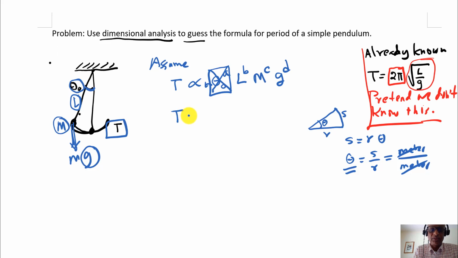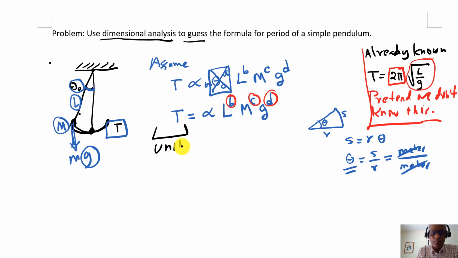So we can write this as T equals some constant alpha, which is dimensionless, times L to the power b, m to the power c, g to the power d. And we need to find out what these exponents are. Okay. All right. The basic principle is that units on this side must equal the units on that side. Should be the same.